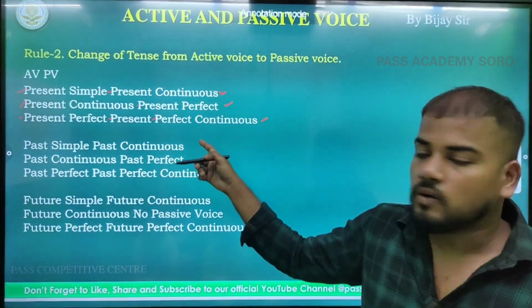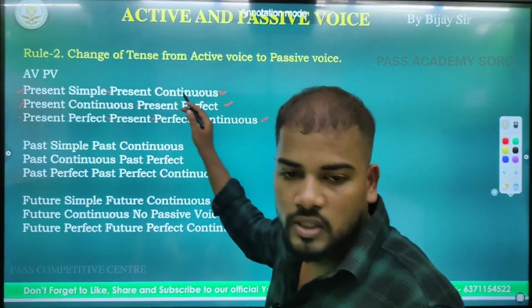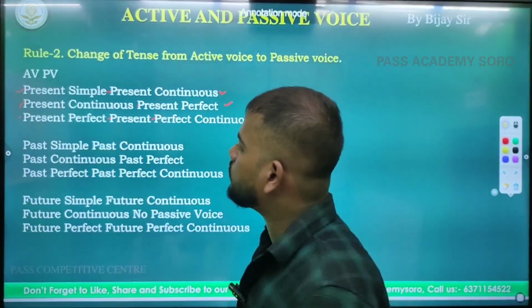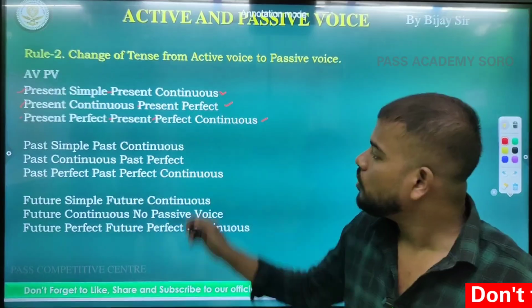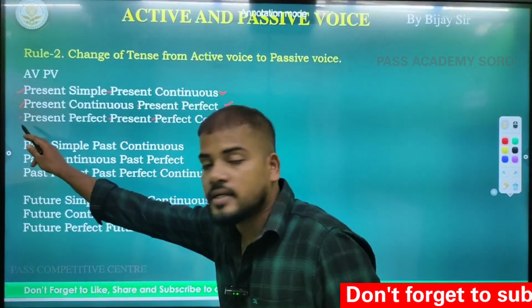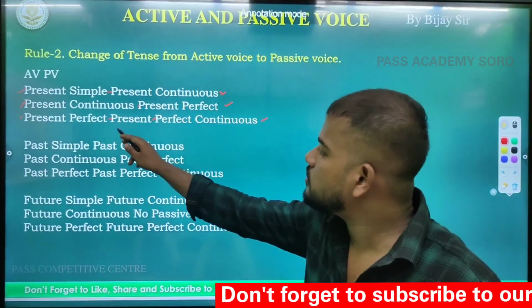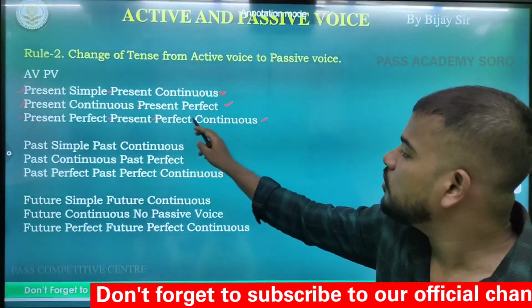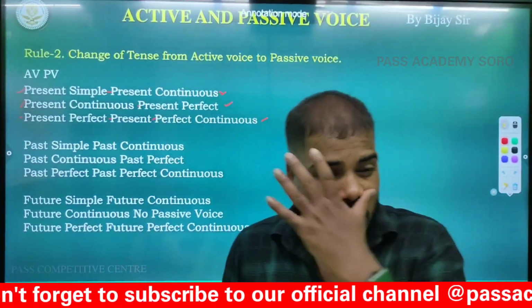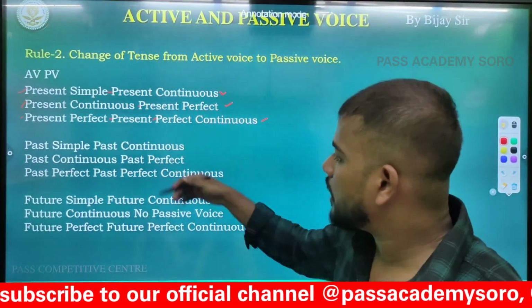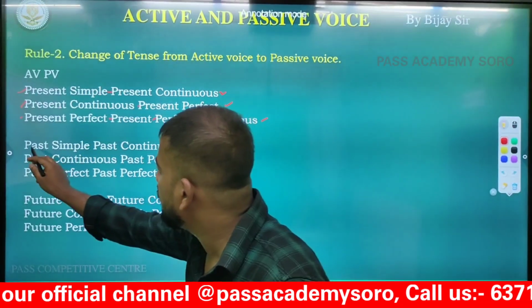So in present form, if our sentence is in present simple, we will convert into present continuous. If our sentence is in present continuous, we will change into present perfect. And if our sentence is in present perfect tense, we will change into present perfect continuous. Okay, so how we can change? I am just telling you after a few times.